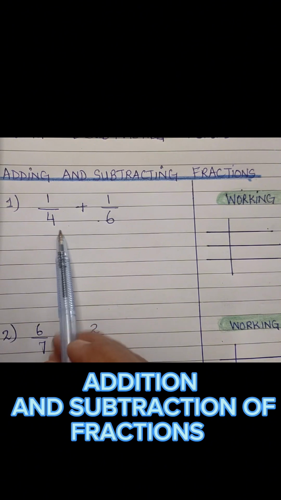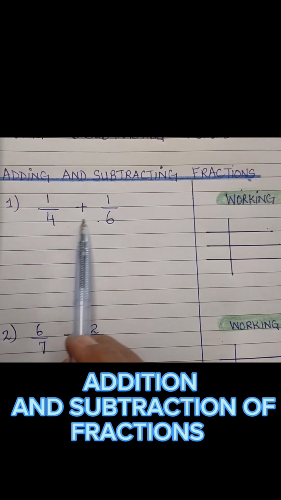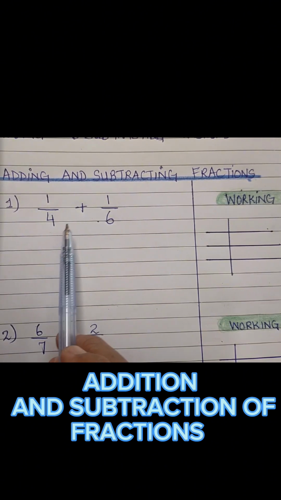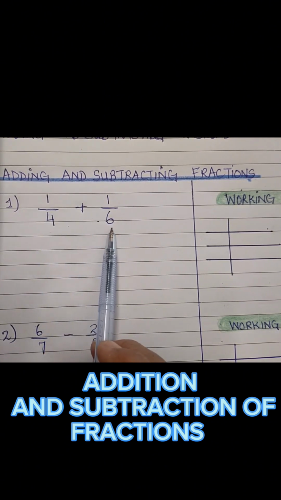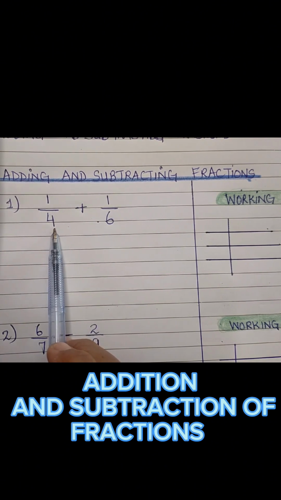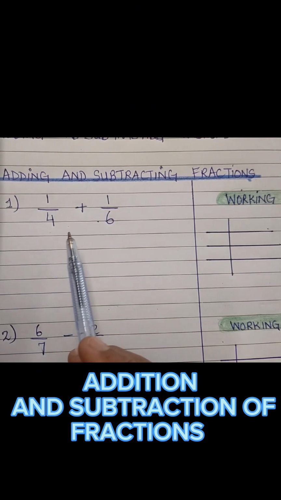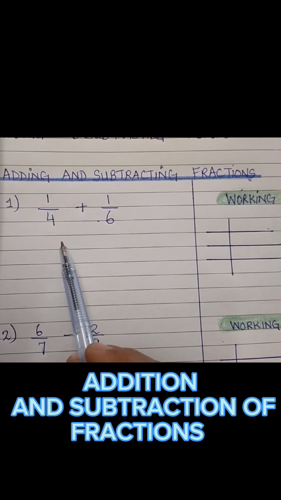You can see there are two fractions given here and there's an addition sign in the middle. It means you have to add up the two fractions. Since we have the two denominators to be unlike, we need to make them like. All right, like means what? Same. So how do you do that?